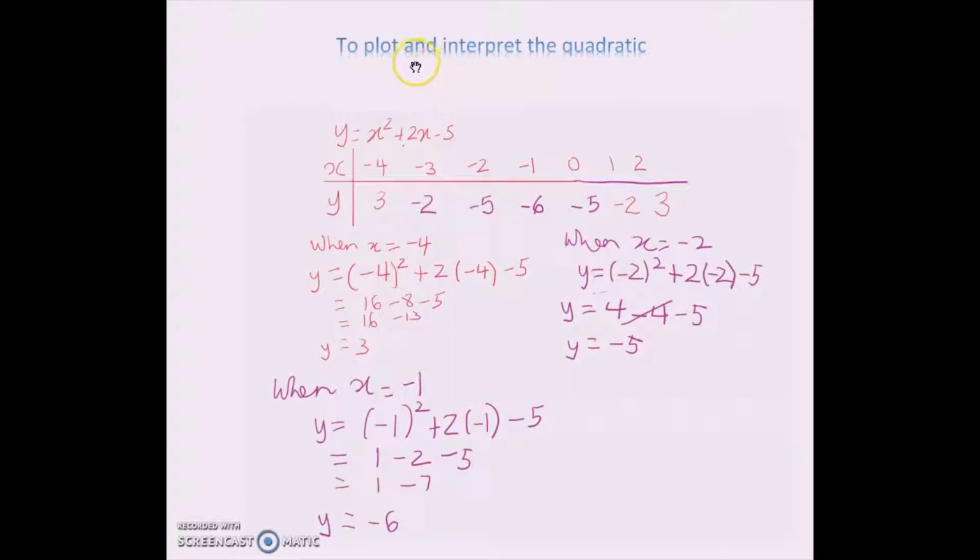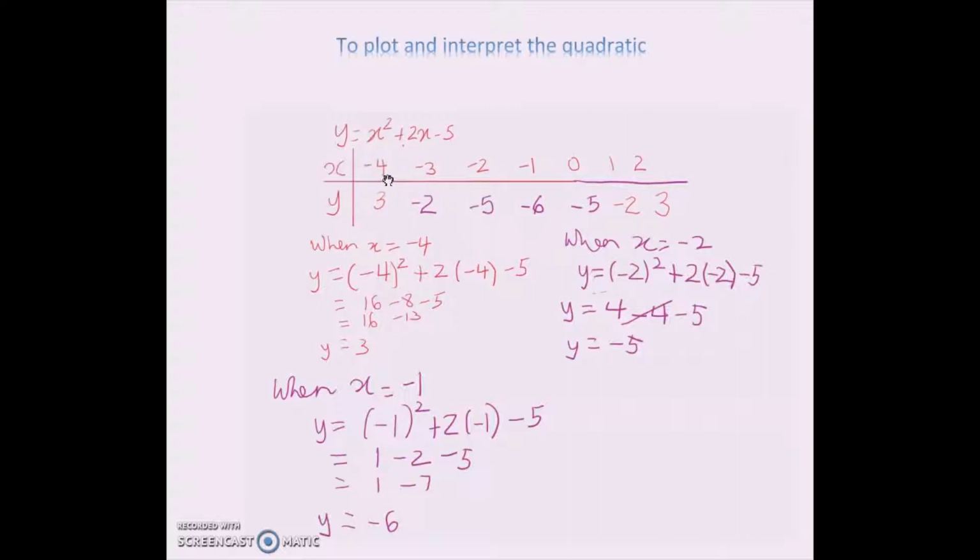Hello. Welcome to plotting and interpreting a quadratic equation. So we have y is equal to x squared plus 2x minus 5, and we're going to plot this from x going from minus 4 to 2. Now whenever you hear the word plot, it suggests a table of values and you're going to put the points on graph paper. Okay, so you're going to create a table of values here.